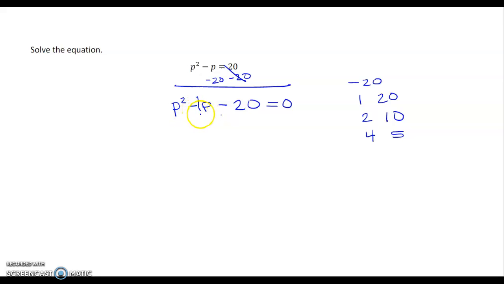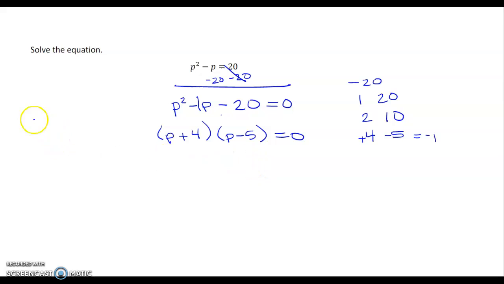Now, since they've got to add to be a negative 1, we know the bigger number will have to be negative. So positive 4 plus negative 5, positive 4 minus 5 does equal negative 1. And positive 4 times negative 5 does equal negative 20. So that's going to be it. So we'll have p plus 4, p minus 5 equals 0. Now, if you are unsure, you can always multiply it out and check yourself to make sure it's correct.